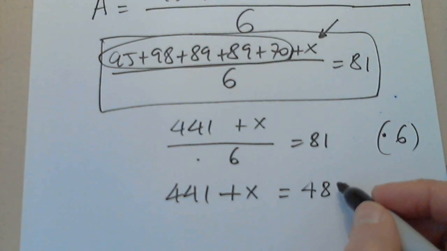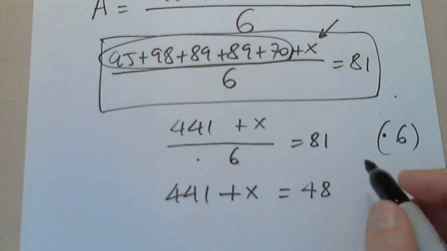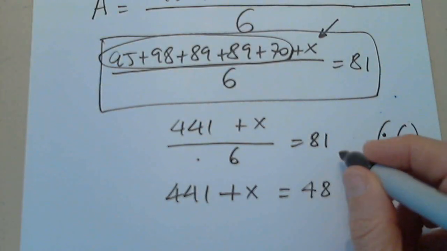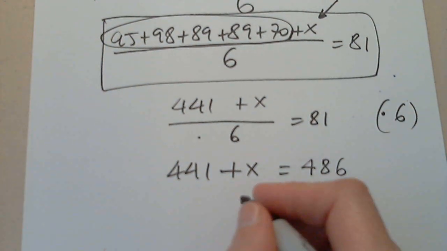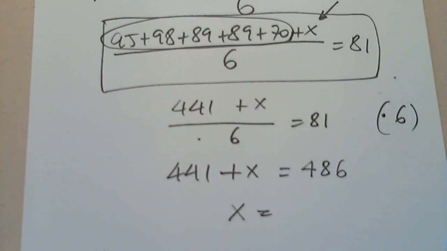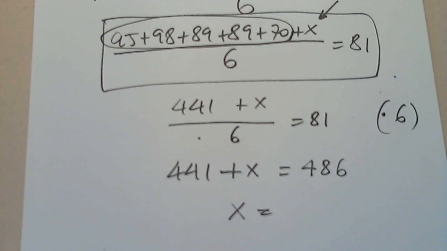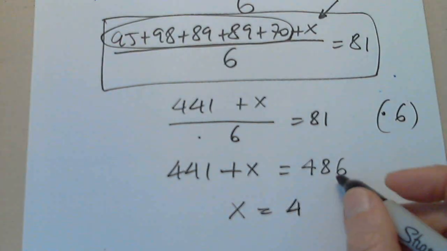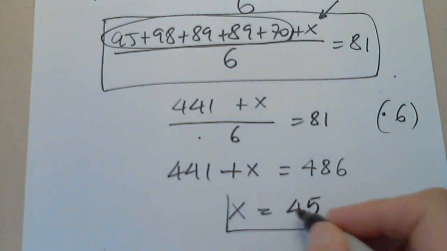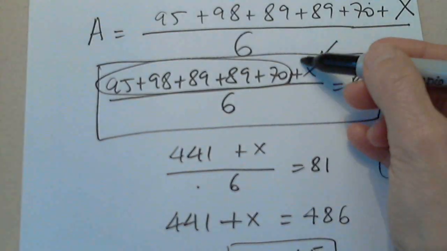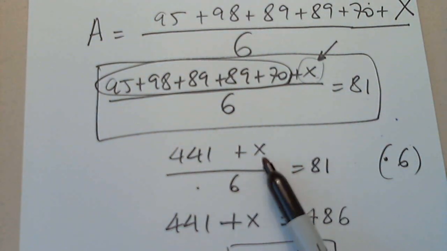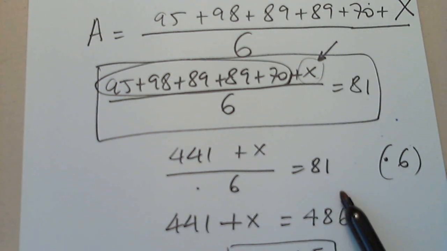And the other side is, jeez, that's okay. I could be wrong. 486. Good. Excellent. Next, how much is x? 486 minus 441. Exactly. 40, is it 45? Yes. That's it. We can always go back and check. Put x in here, add to 441, add 45, divide by 6. If you don't get 81, something is wrong.